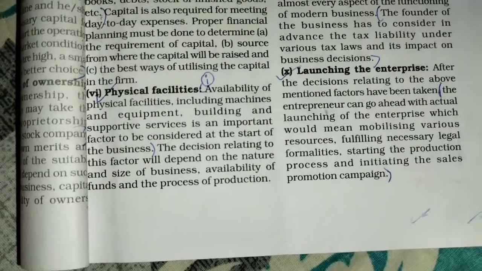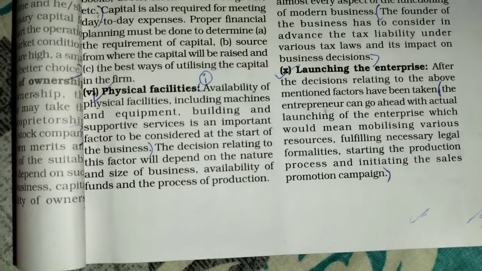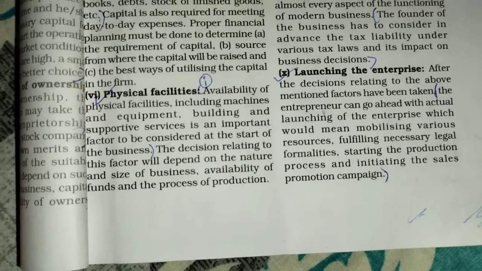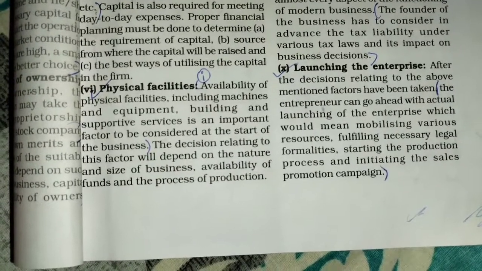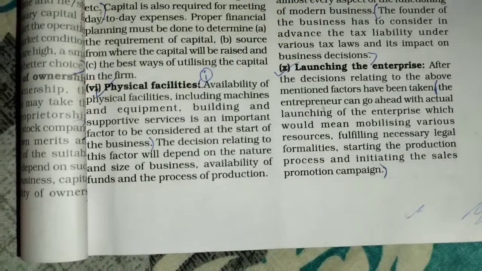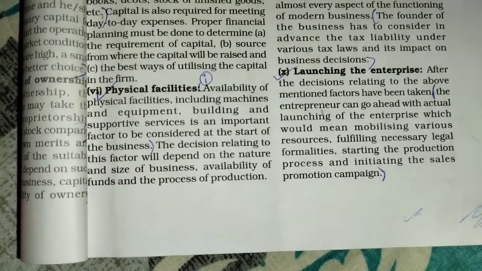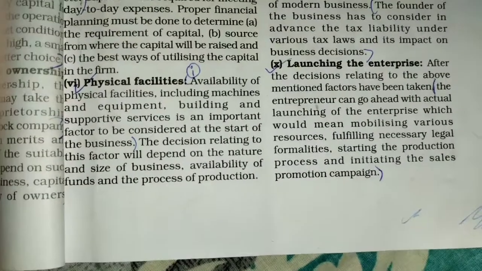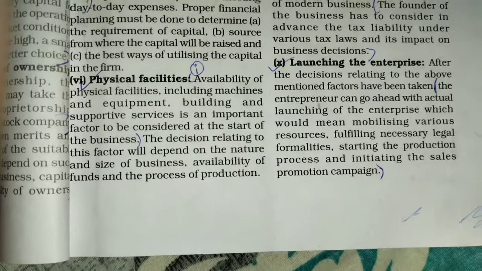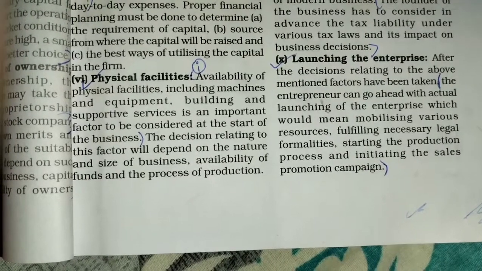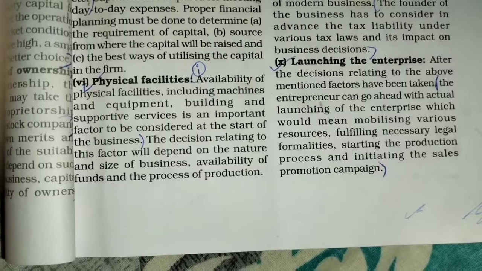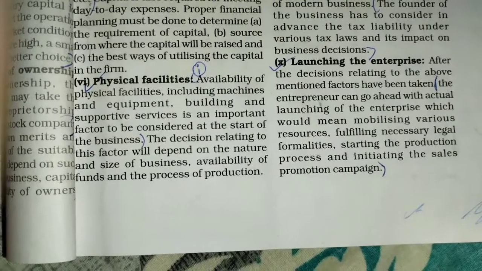Now, the sixth point is physical facilities. Availability of physical facilities, including machines, equipment, plant machinery, building, and supportive services, is an important factor to be considered at the start of the business. This decision mainly depends upon the nature and size of business, availability of capital or funds, and the process of production.